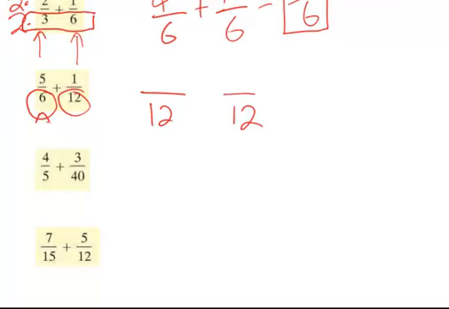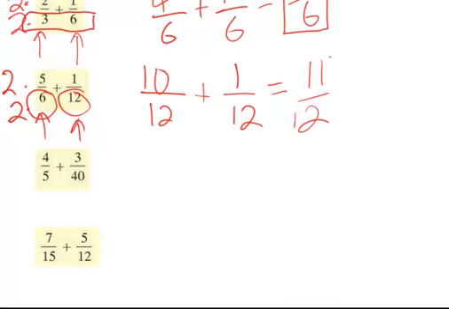In my first fraction, what did I multiply 6 by to get 12? I multiplied it by 2. Well, I need to do that on the top as well, and that's going to leave me with a 10. In my second fraction, what did I multiply 12 by to get 12? By 1. I didn't change it, so I'm not going to change my other fraction over here either. I'm going to add those two fractions together. Now I have 11 over 12.